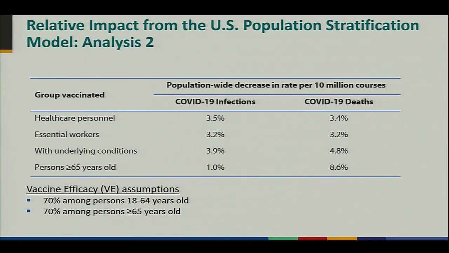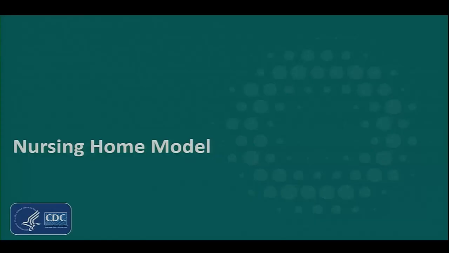In our second analysis, we looked at VE of 70% for all adults and saw similar patterns. Next slide, please. Now we'll transition to looking at the nursing home specific model. Next slide.